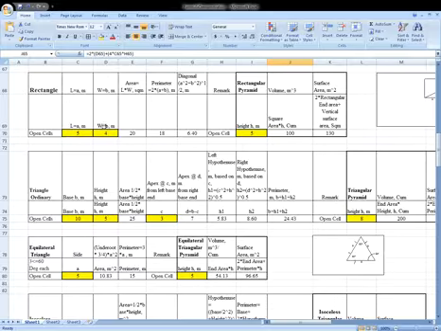L and W, length and breadth, or rectangle sides A and B, are the two values. So area is this into this, and perimeter is twice into A plus B, the sum of these two sides times 2. Diagonal, the same way: A square plus B square, under root. That's this one, and we get this value.